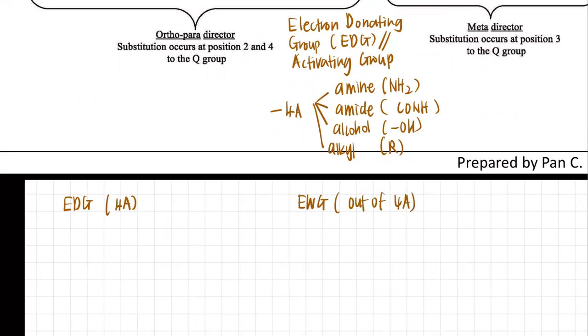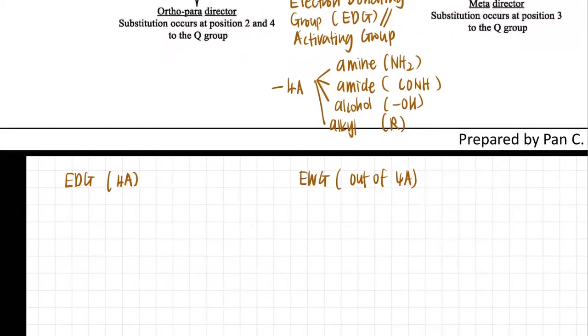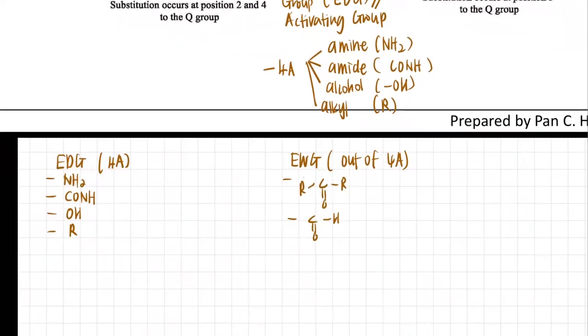Okay, all the compounds out of your 4A. For example, in 4A we have amine NH2, amide CONH, alcohol OH, and R groups. Out of your 4A, it can be, for example, ketone, aldehyde, carboxylic acid, nitro, something like that. Those are out of your 4A, so they will be your withdrawing groups.